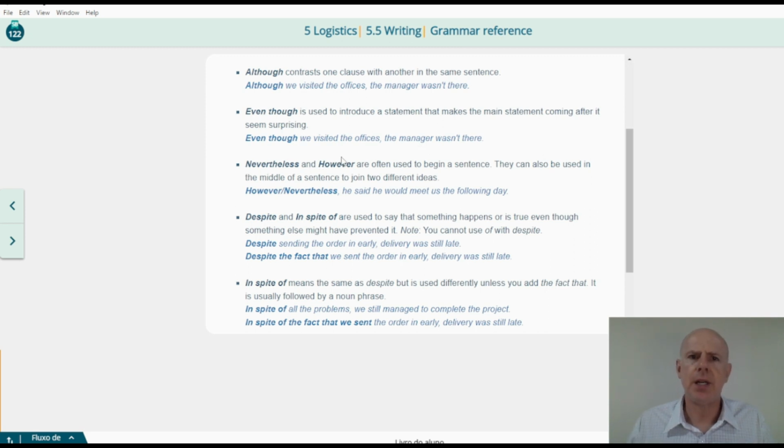Nevertheless and however are often used at the beginning of a sentence. They can also be used in the middle of a sentence to join two different ideas.